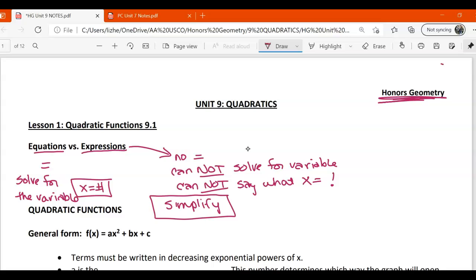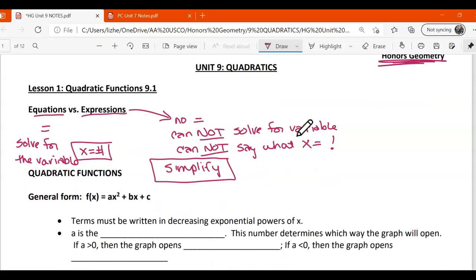When you get a problem, the first thing you do is you say, okay, is it an equation or an expression? If it's an equation, I'm going to try to solve it. If it's an expression, I'm going to simplify it. Maybe factor it, maybe do different things to it, but you cannot suddenly tell me that x is 5 or x is 10 when it's an expression. So keep that in mind as we go through this.